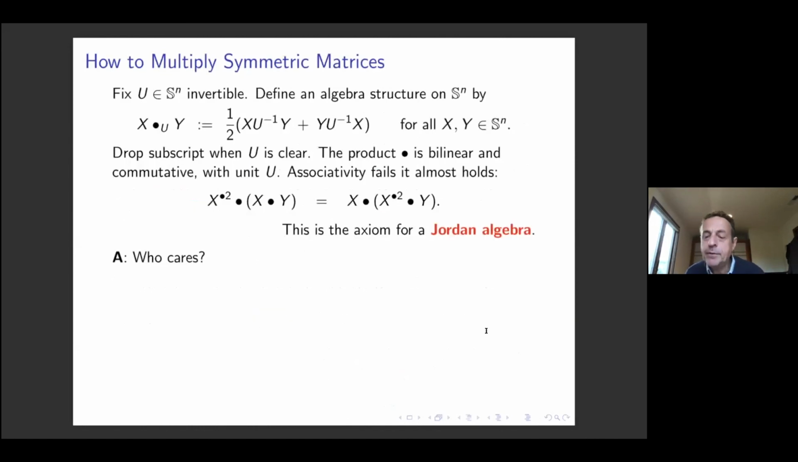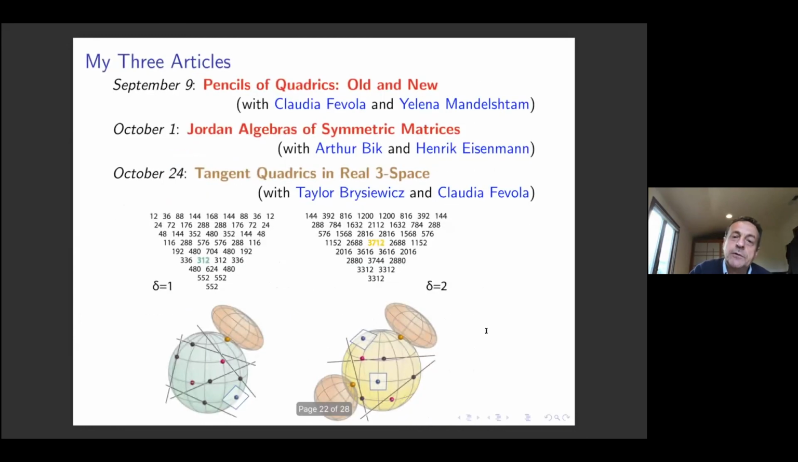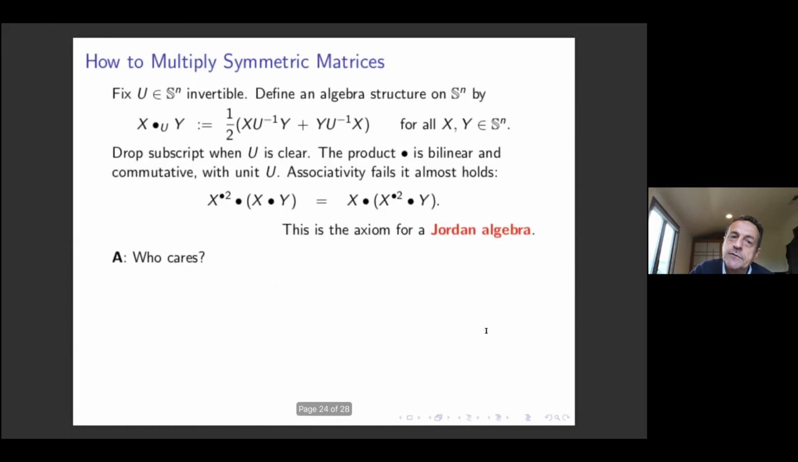We wrap up. So this is the paper with Bik and Eisenbahn on Jordan algebras of symmetric matrices. My last point on symmetric matrices is the question: how do you multiply them? How should you multiply two symmetric matrices? Now, the trouble is, if you naively multiply two symmetric matrices, the result is not a symmetric matrix, right? You would like to multiply symmetric matrices in such a fashion that the result is a symmetric matrix again.